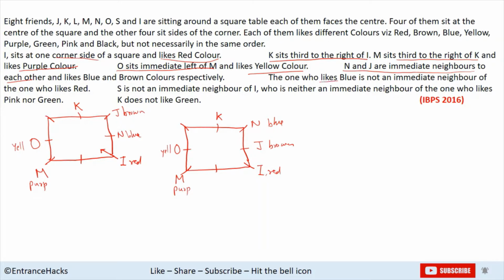The one who likes blue is not an immediate neighbor of the one who likes red. But here we see the blue and red are immediate neighbors. So this option we eliminate. So in the very next statement we have eliminated one option, but most of the time it usually takes us to go to the last statement before we can eliminate it.